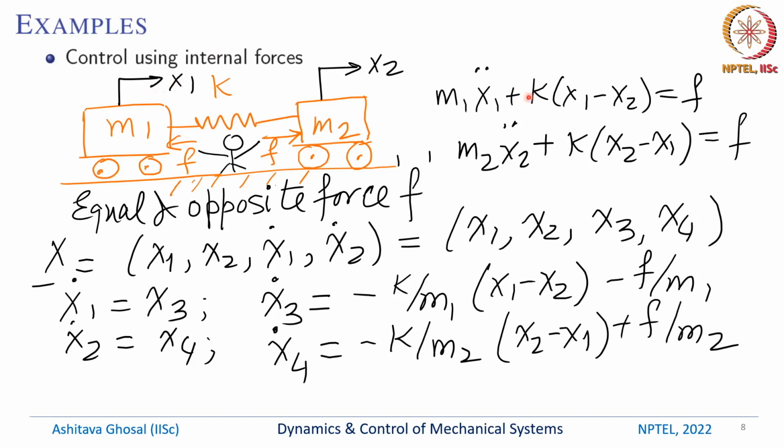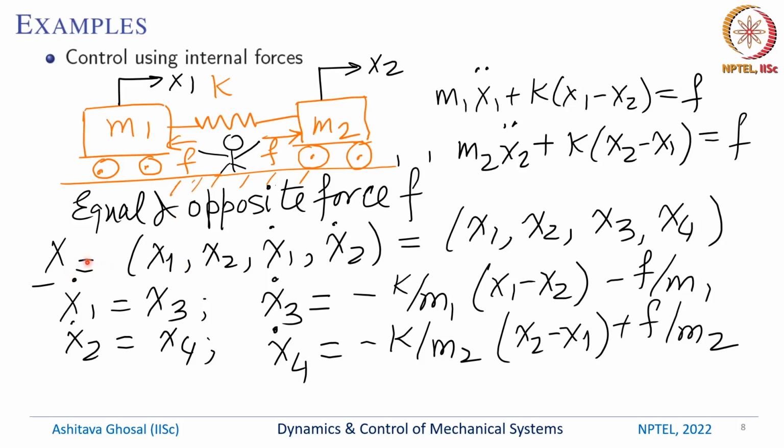So for such a system, I can write the equations of motion. This is a very straightforward undergraduate set of equations where you have a mass and a spring. So we can write m1 x1 double dot plus k into x1 minus x2 is F, and m2 into x2 double dot plus k into x2 minus x1 is F. So in this case it is x1 minus x2, and in this case it is x2 minus x1.